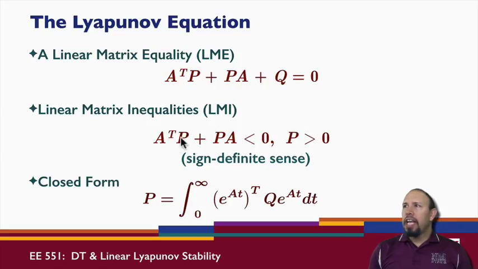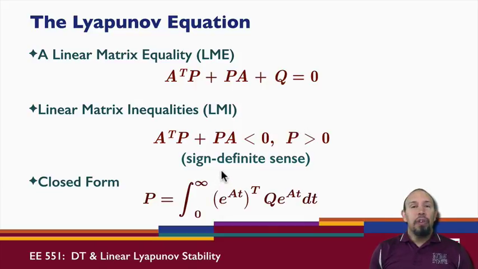and we can also look at this stability problem in terms of linear matrix inequalities, like we did. So again, these inequalities are in a sign definite sense, that is positive definite. So this quantity is a negative definite matrix. This is a positive definite matrix.